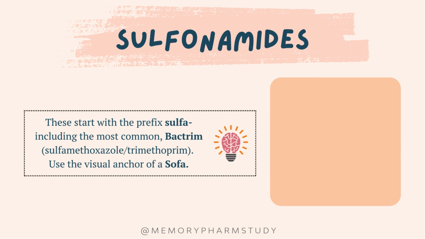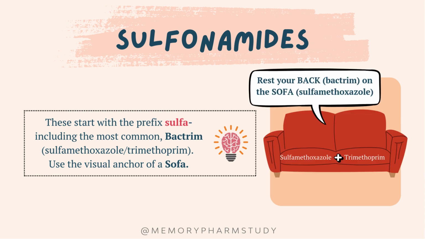Sulfonamide antibiotics start with the prefix sulfa, including the most common one, Bactrim, which consists of sulfamethoxazole and trimethoprim. Use the visual anchor of a sulfa when learning about sulfonamide.